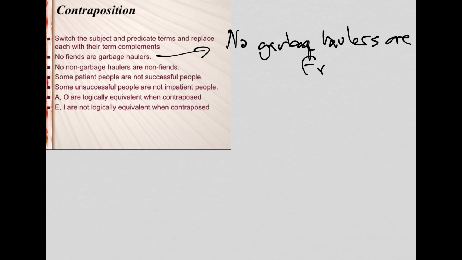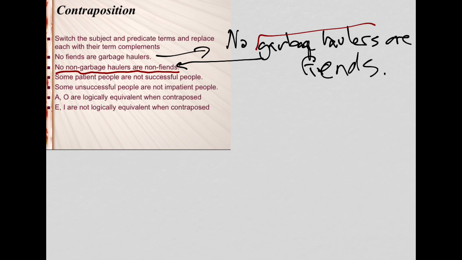And so do this in 2 steps is what I'd recommend. So this is going to be the first step. We get no garbage haulers are fiends. And then, right, after you do that first step, just flipping them, that's conversion. Now we need to take the term complements, and so now you can see where we end up. Let me underline that. No non-garbage haulers are non-fiends, right? So garbage haulers becomes, the term complement is non-garbage haulers, and fiends becomes non-fiends. And so that's the contrapositive of the original statement.